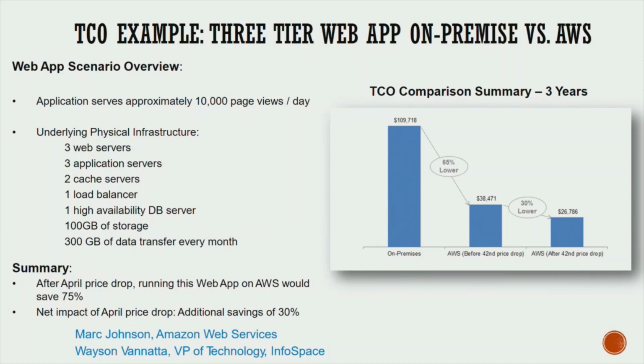Given these requirements, they said if I run this whole application stack on-premise, it will cost you almost $100,000 over 3 years. However, if you choose to run the same application on Amazon Web Services without a price drop, it will cost you $38,000. But if you are smart and you take advantage of dynamic spot pricing, you can even bring the cost down to $26,000.